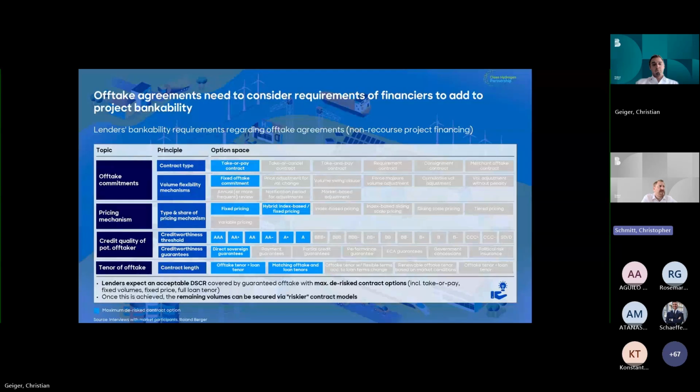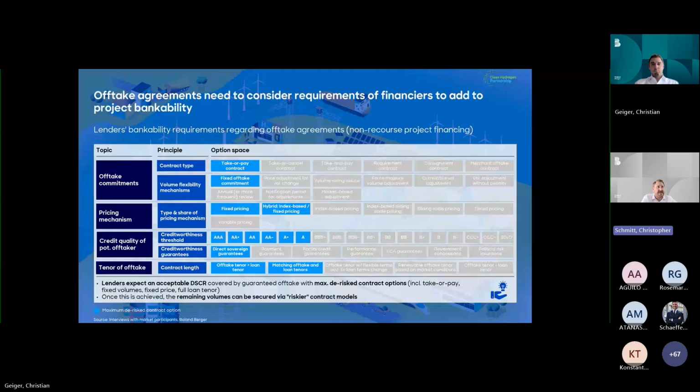On the volume side, of course, the biggest preference would be to have a fully fixed offtake commitment, which essentially covers the entire output of the facility, of the project. So 100% of the project production volume being covered by an offtake commitment. But of course, there are at the margins certain adjustment clauses for volumes, a bit up, a bit down, that can be baked into such an agreement. But the guiding principle is trying to fix as much volume as possible.